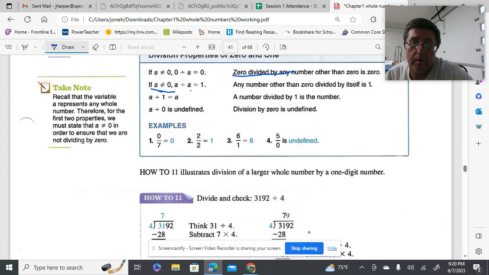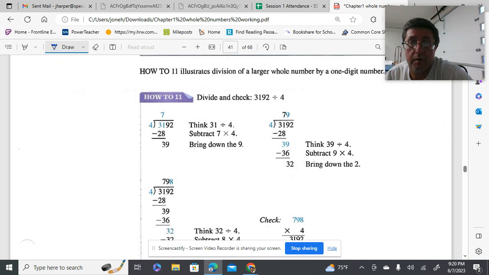Okay, so these are showing us the fractions as divisions. 0 divided by 7 equals 0. Number 2, we have 2 divided by 2 equals 1. We have 6 divided by 1 equals 6. 5 divided by 0 is undefined, because there is no way of dividing something up into 0 pieces.